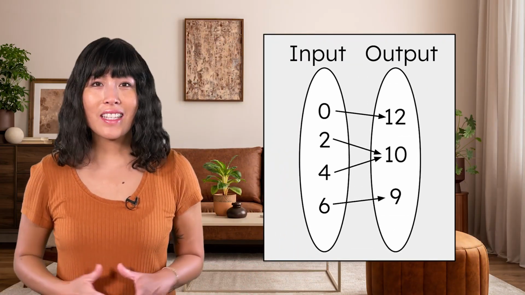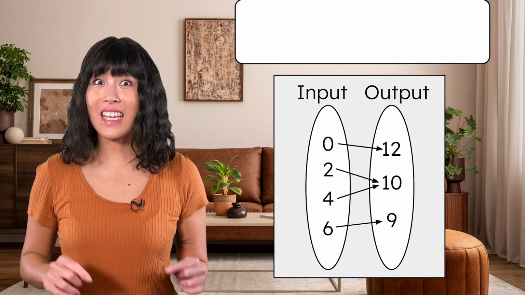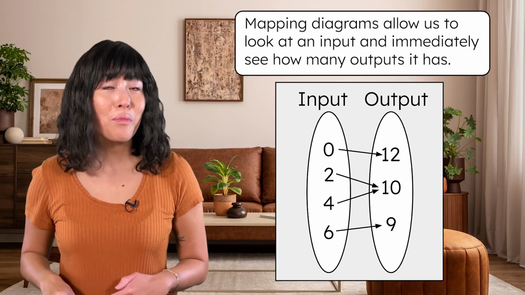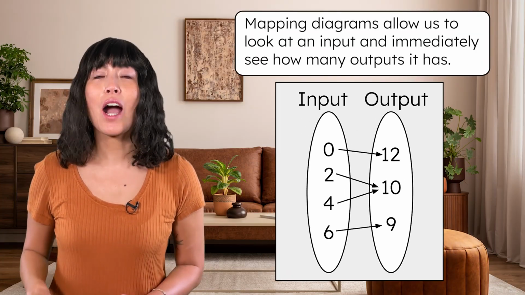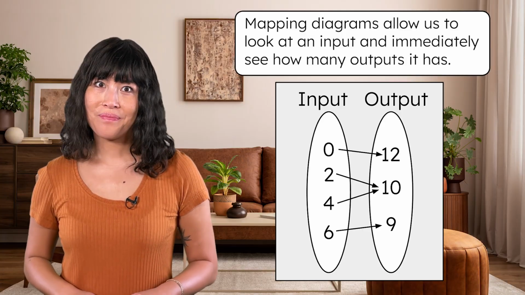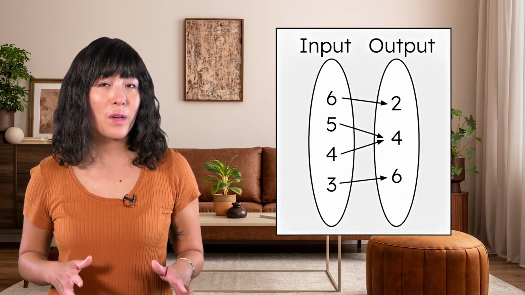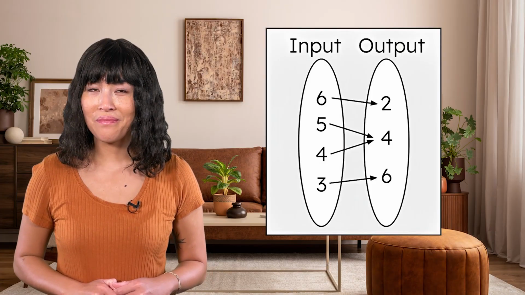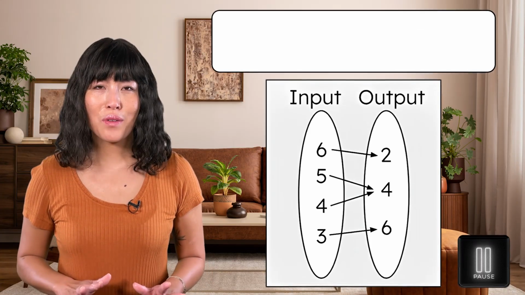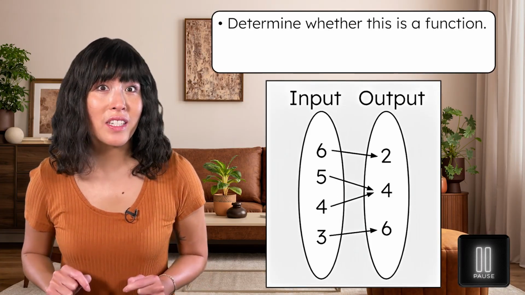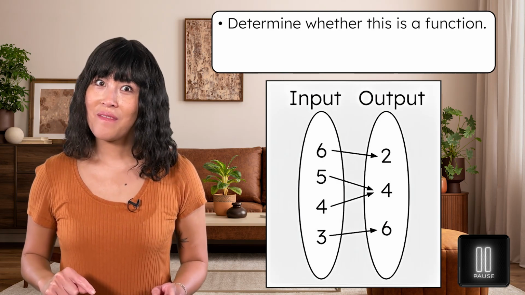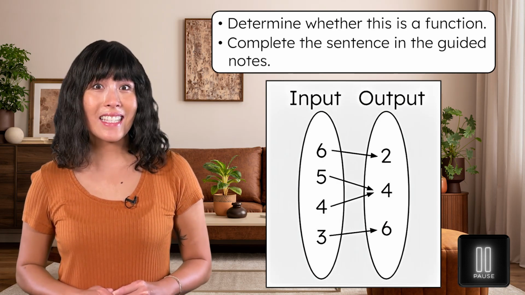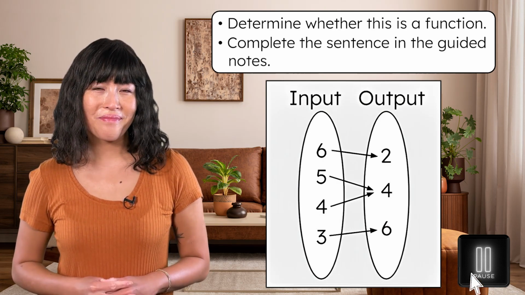One way we can determine whether relations are functions is by looking at mapping diagrams. These can be particularly helpful because the arrows allow us to look at an input and immediately see how many outputs it has. What do you notice about the inputs and arrows on this mapping diagram? Pause the video and determine whether this mapping diagram is a function. Then, complete the sentence in the guided notes.